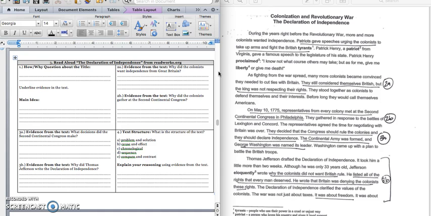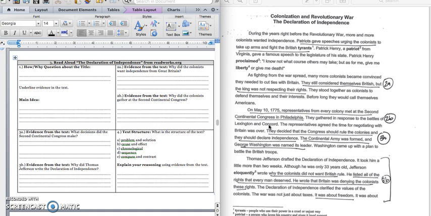It says, why did the colonists gather at the Second Continental Congress? And if we go to the third paragraph, it says, they gathered in response to the battles of Lexington and Concord. So in 2B, we would write down, the colonists gathered at the Second Continental Congress to figure out how they would respond to the battles of Lexington and Concord. Press pause to write down your answer and play when you're ready for box 3.